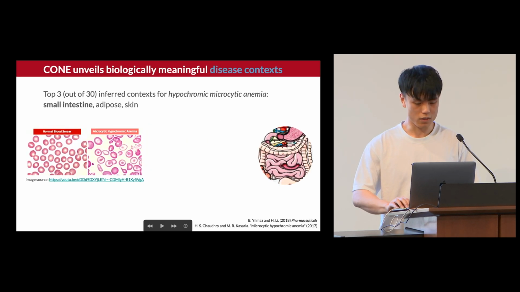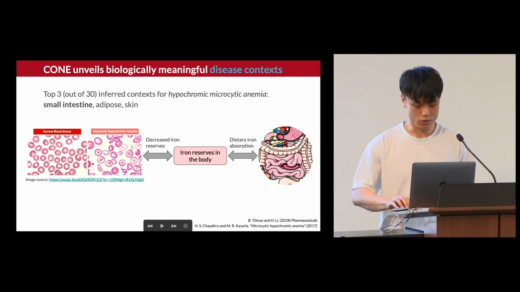On the other hand, we also found some very interesting cases. For example, hypochromic microcytic anemia. The method found out that small intestine could be one of the most relevant contexts, and we found out that this is also really reasonable.